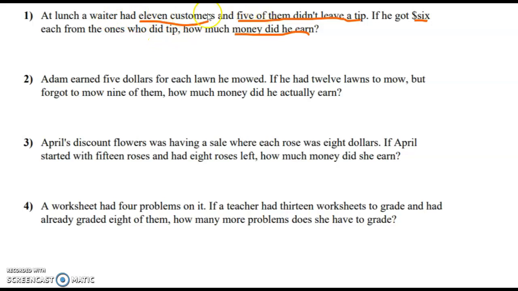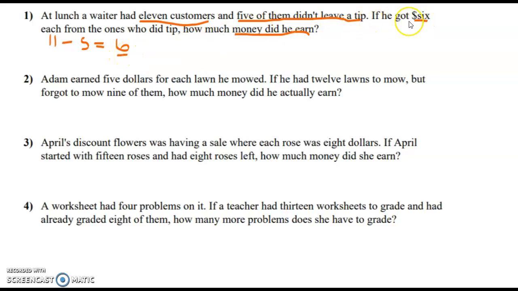Well, let's look up here. How many people did he have? He had 11 customers. 5 of them didn't. So that'd be 11 minus 5. 11 minus 5. If you said 6 in your head, you're correct. So he had 6 people who did leave him a tip.